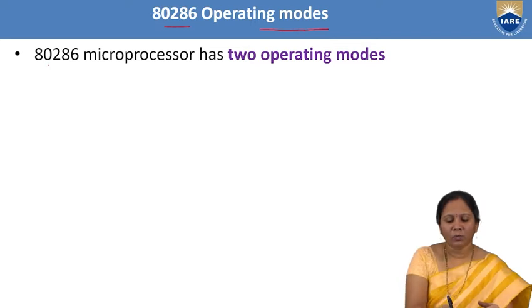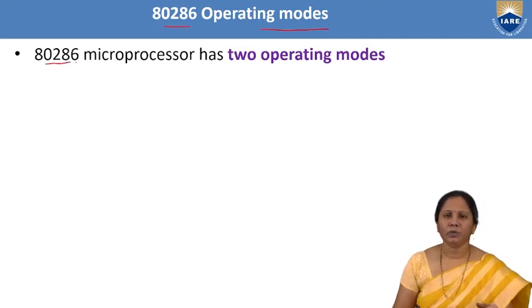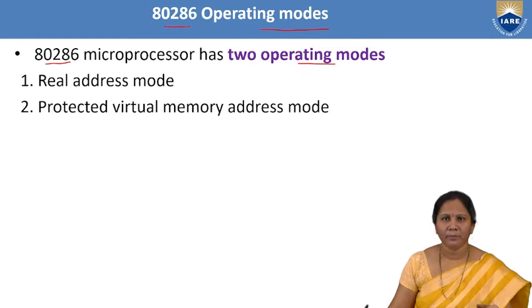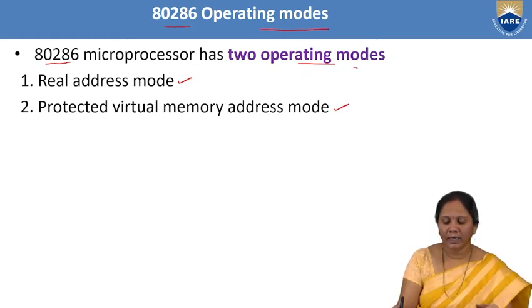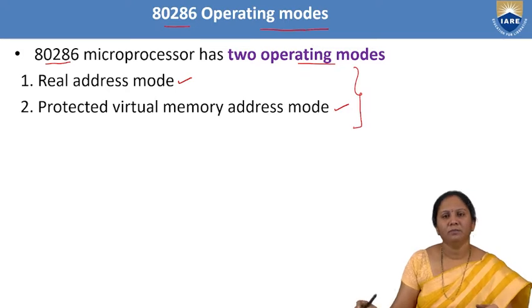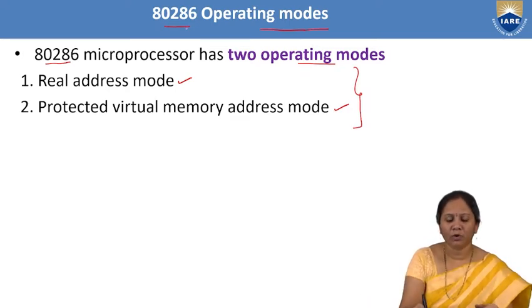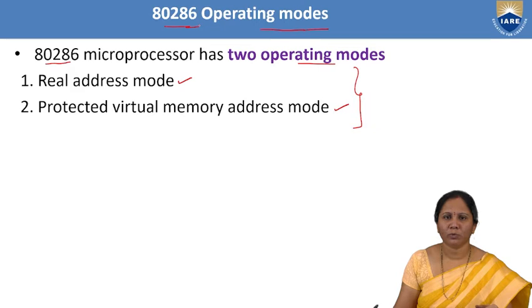Coming to the advanced microprocessor, the 80286 microprocessor generally operates in two modes. Here, the two operating modes are, one is real address mode and another operating mode is protected virtual memory address mode. Now, we will discuss in detail about these two operating modes of the 80286 microprocessor.